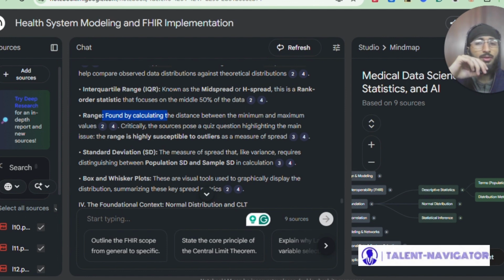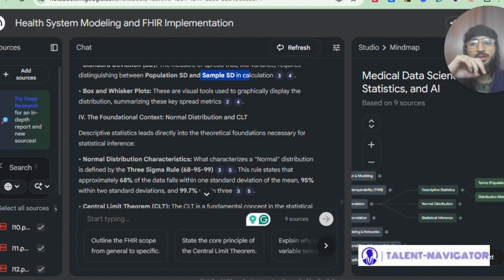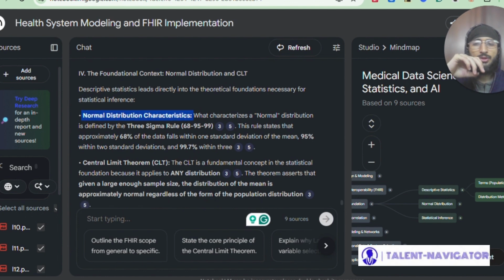Critically, the source that I've chosen is basically posing a quiz question highlighting the main issue, that is the range is highly susceptible to outliers as a measure of spread. So we have standard deviation, which is a measure of spread that, like variance, requires distinguishing between population standard deviation and sample standard deviation. And we have box and whisker plots, which are visual tools to graphically display the distribution, summarizing the key spread metrics. Now, some normal distribution characteristics.